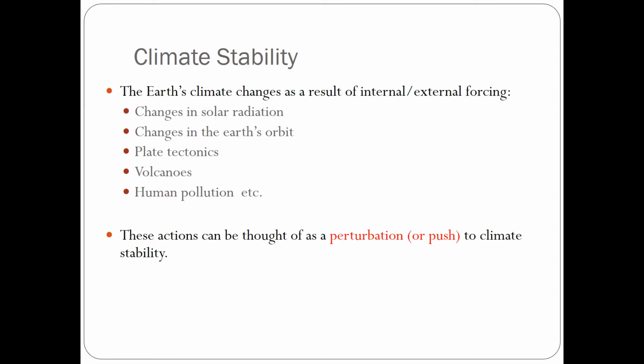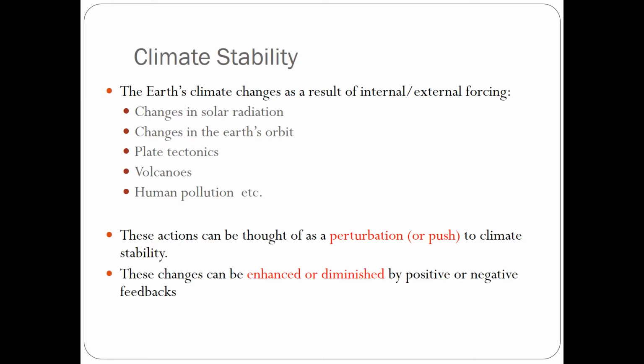Now, these are, as I just mentioned, the nudge. They're the push. But once we change one of these things, once we change the solar radiation, once we change the land distribution of the Earth, or once we put carbon dioxide into it, believe it or not, that triggers a set of mechanisms that then come into play. And there are many different mechanisms that come into play. These are what are called feedback mechanisms. And these feedback mechanisms can either enhance or diminish that nudge, that initial perturbation, that initial push.